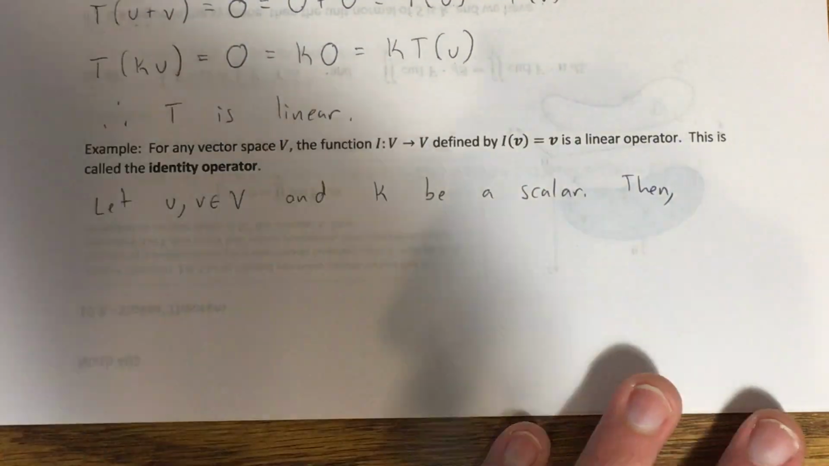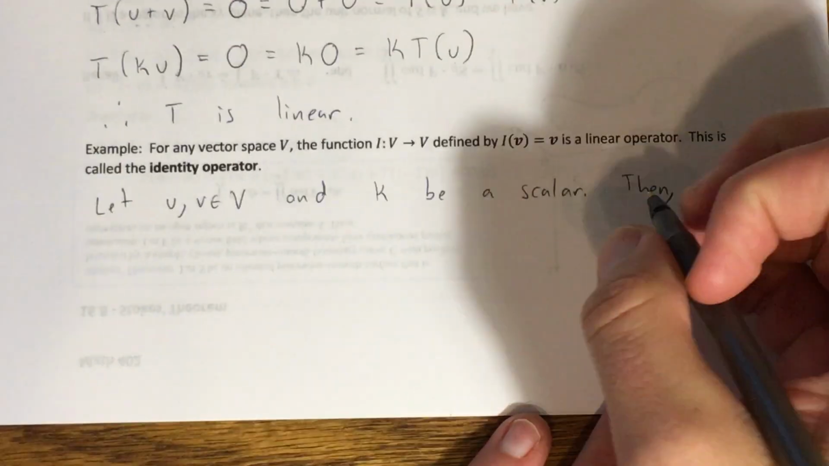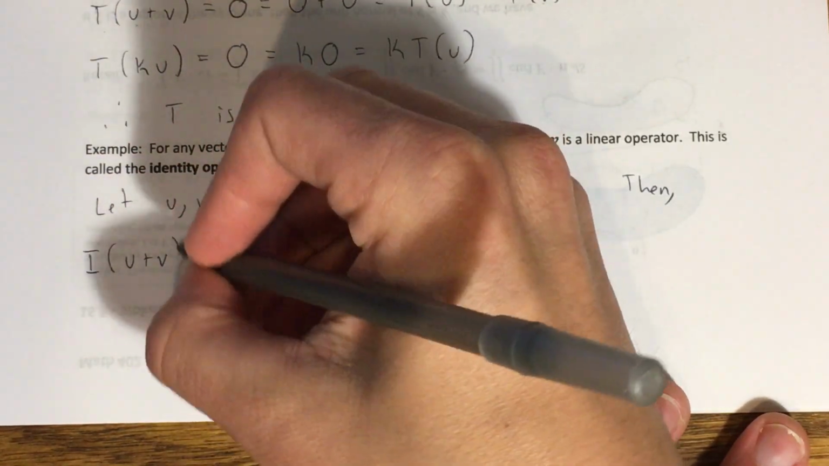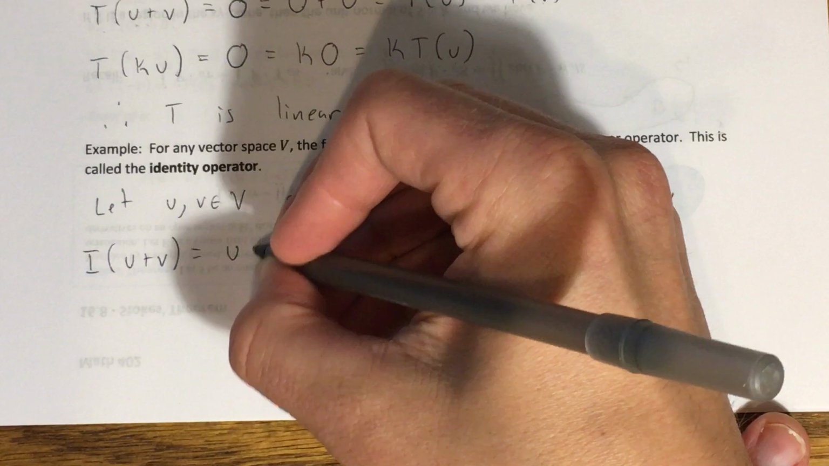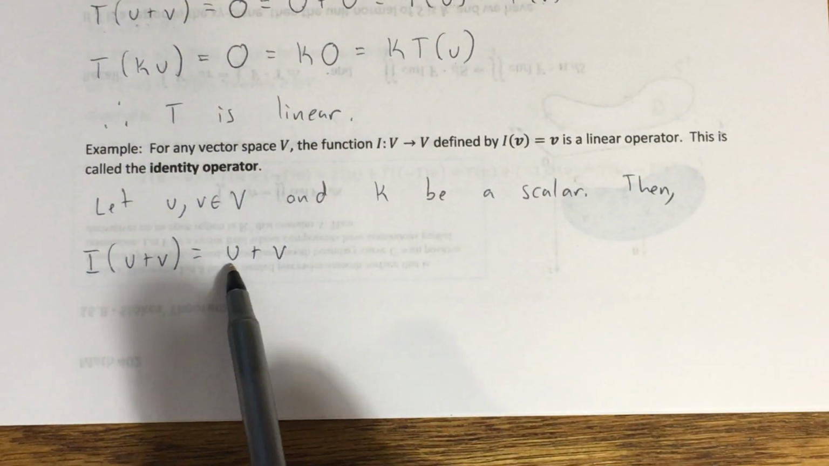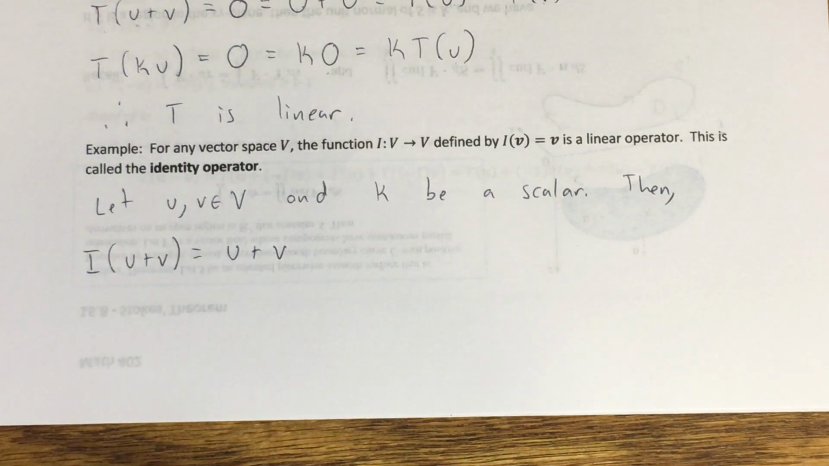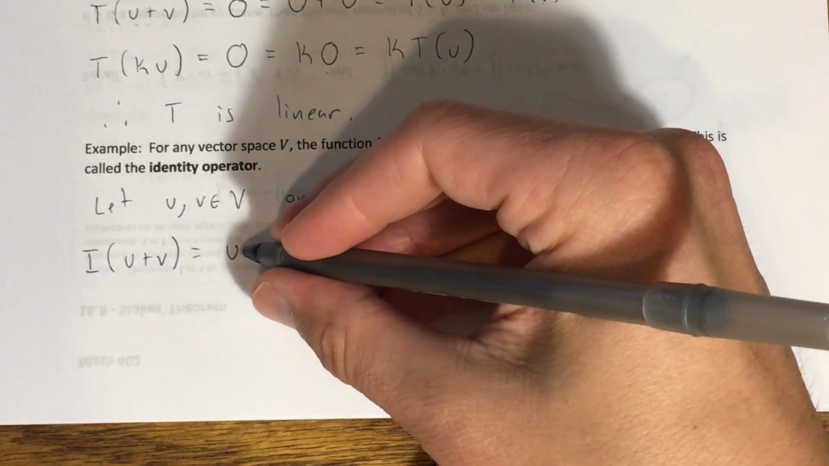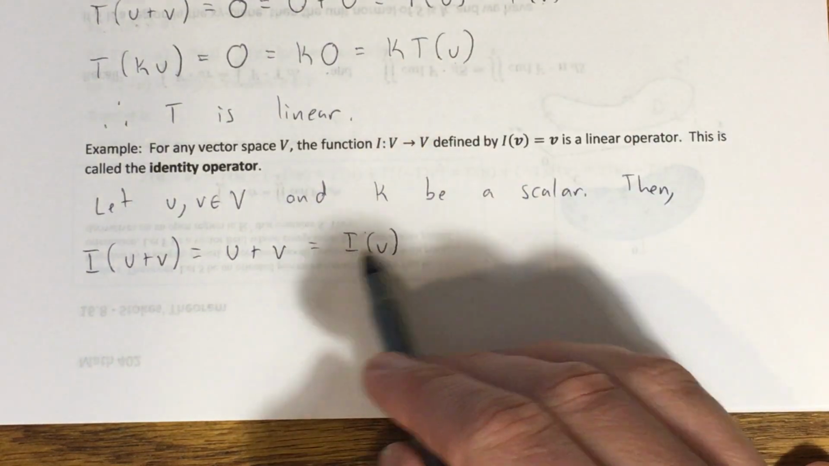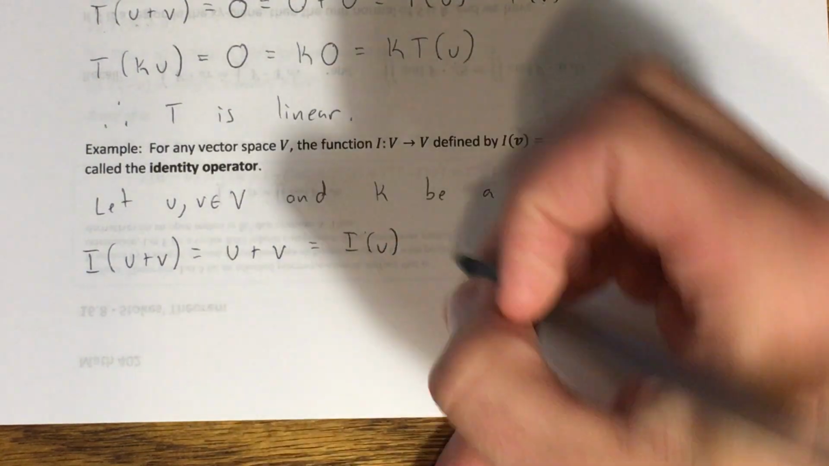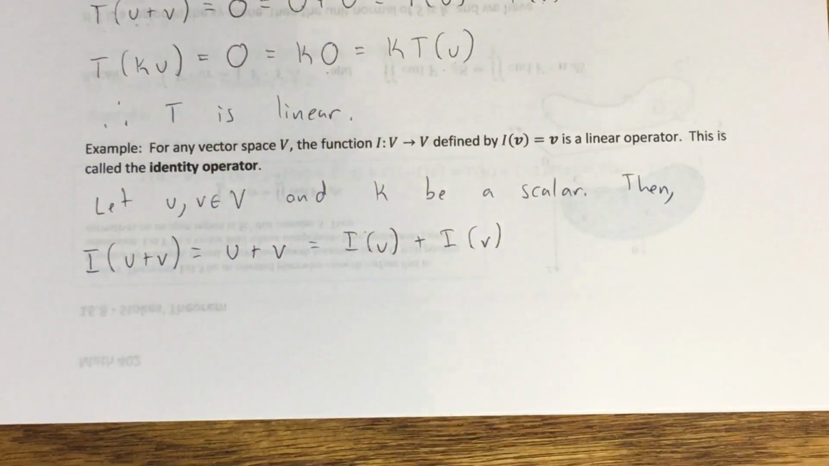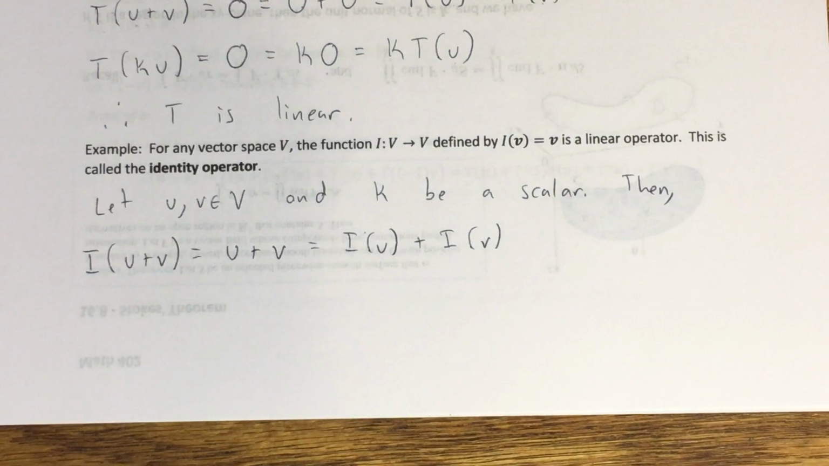Then, okay, I of u plus v by definition is u plus v, because what this is doing is it's taking this vector and mapping it to itself. That's the definition of this thing. However, u is equal to I of u because I of u should take u to itself. And v is equal to I of v, and that establishes the additivity property right away.